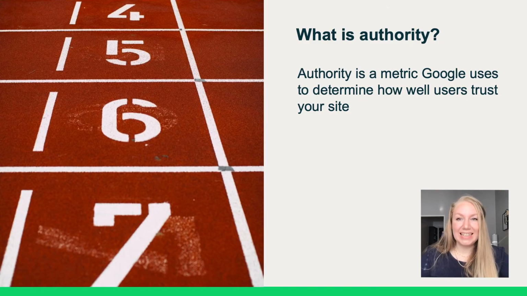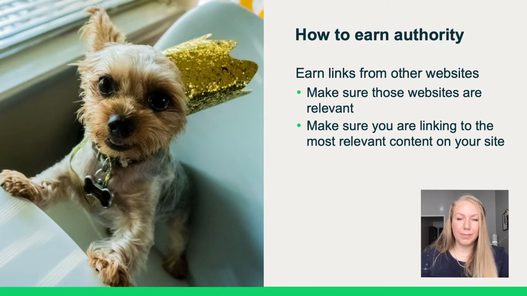Google assigns a secret form of authority to each website with the goal of ensuring it's serving the best content to users. The more authoritative you are, the better chance you have of ranking for the content that you've produced. So how do you earn authority? Authority is primarily earned through acquiring links from other websites to your website. The more websites that link to you, the more authority you are granted.